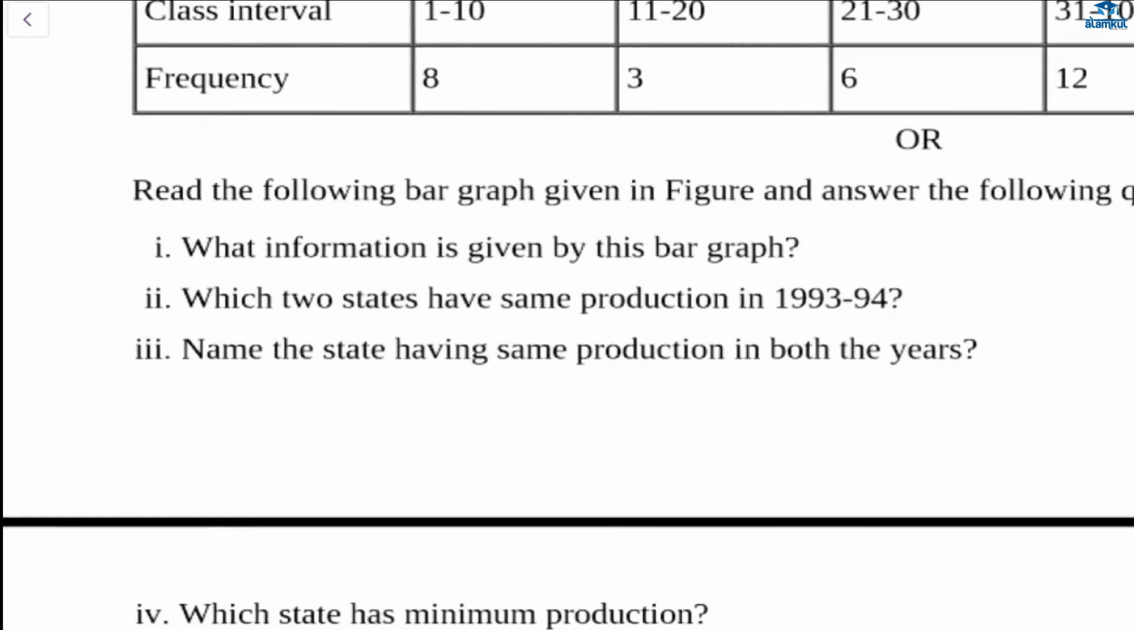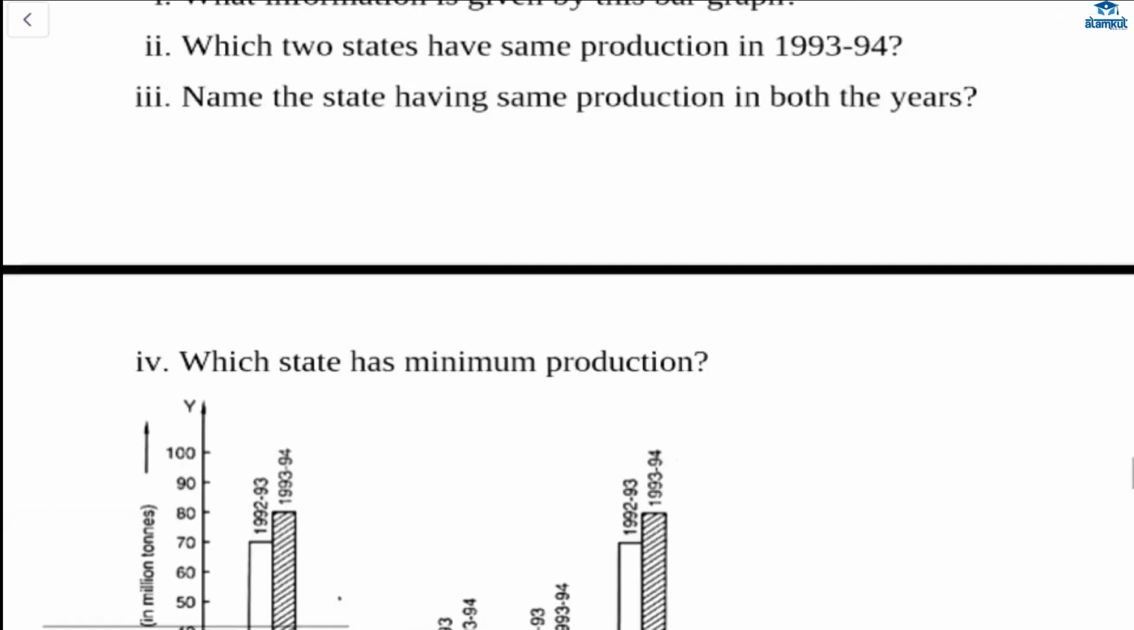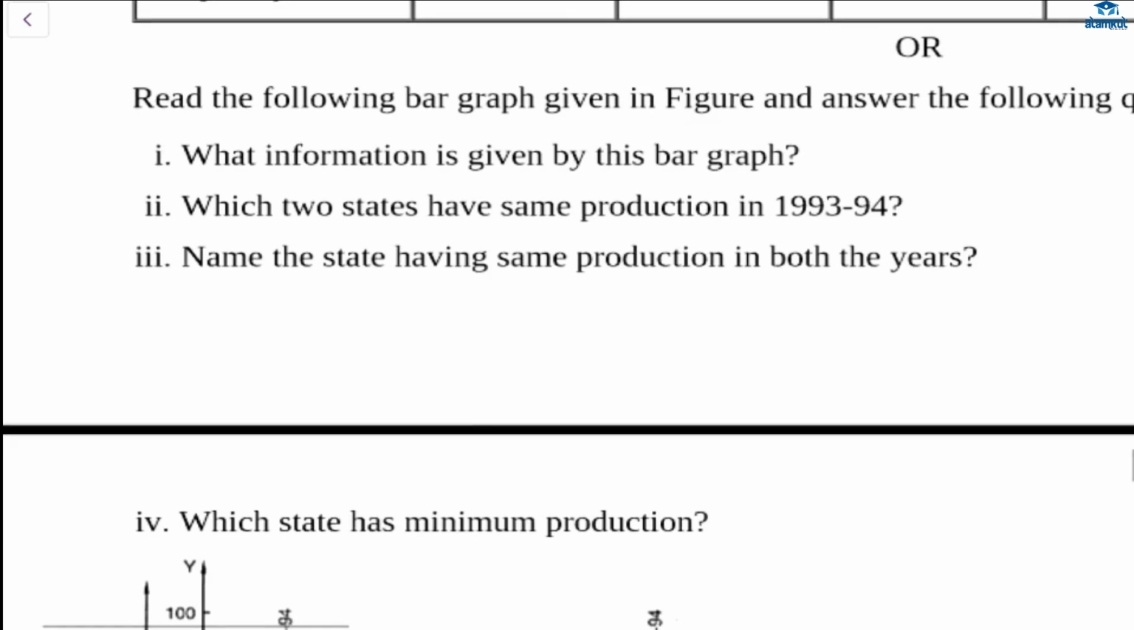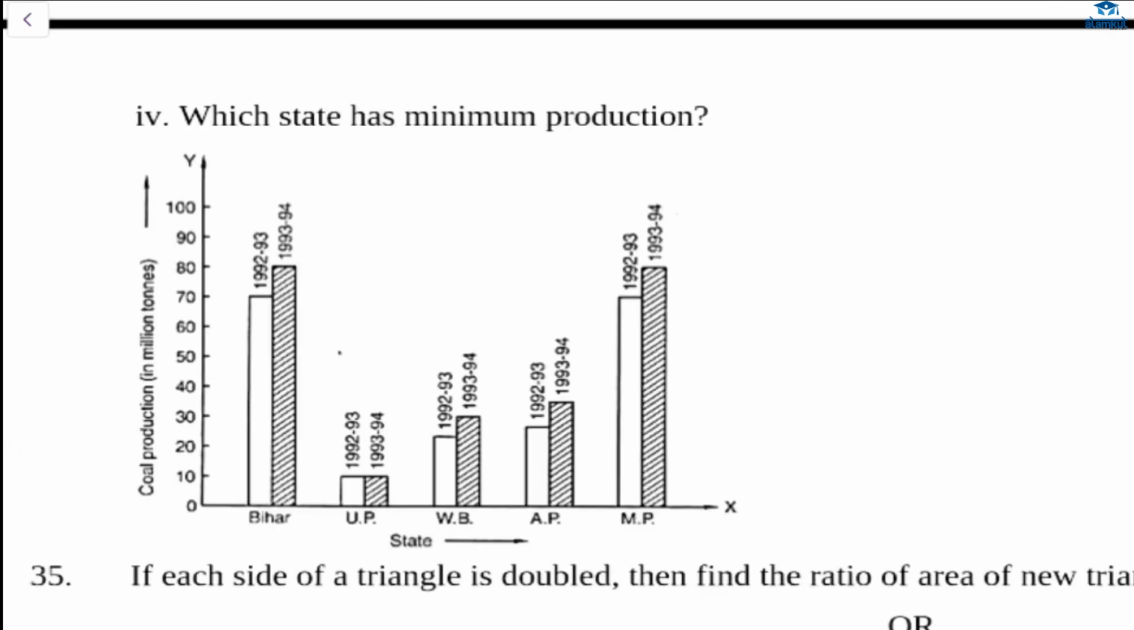Tell me two states which have the same production in 93 to 94. Now remember the year. Tell me which two states have produced the same coal production in 1993 to 94. Ma'am, question again? See question number 2, part 2: two states have the same production in 1993 and 1994. Ah, I got it. Now you tell me which two states.